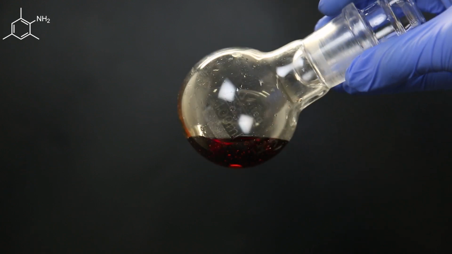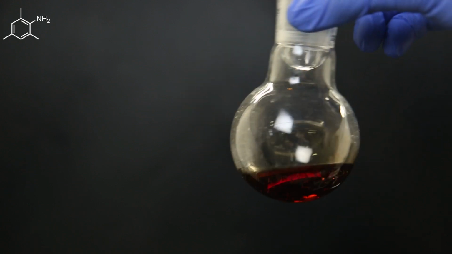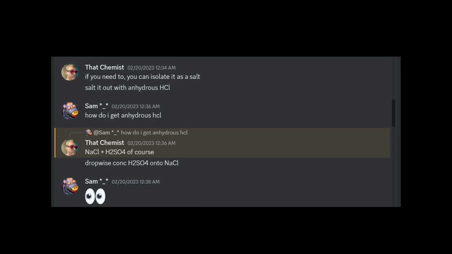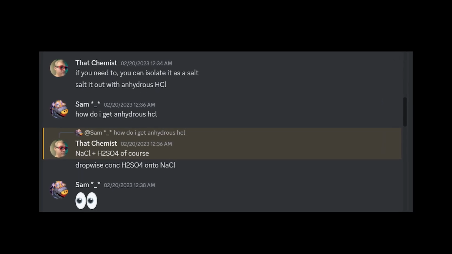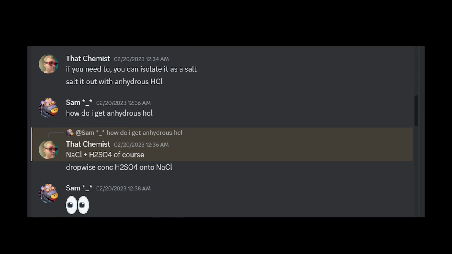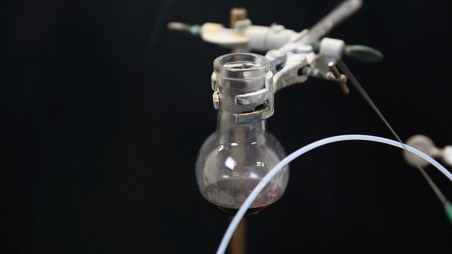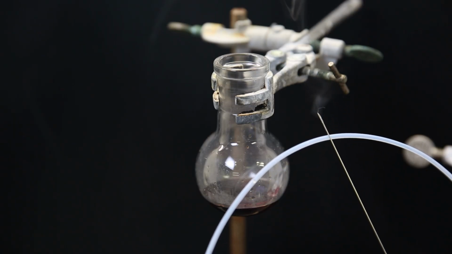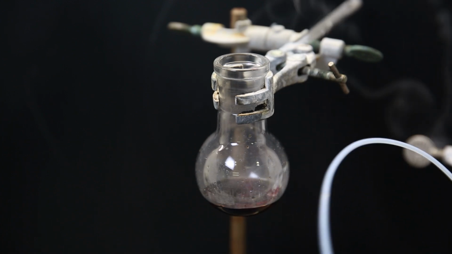Using the impure amine would be an absolute disaster for the next reaction, so I will have to purify it somehow. So I went on Discord and asked my YouTube daddy, that chemist, what to do, and he told me to purify it by adding dry hydrochloric acid. So I clamped down the flask with the red liquid and tried out some ways to best allow the hydrochloric acid to react with the amine.